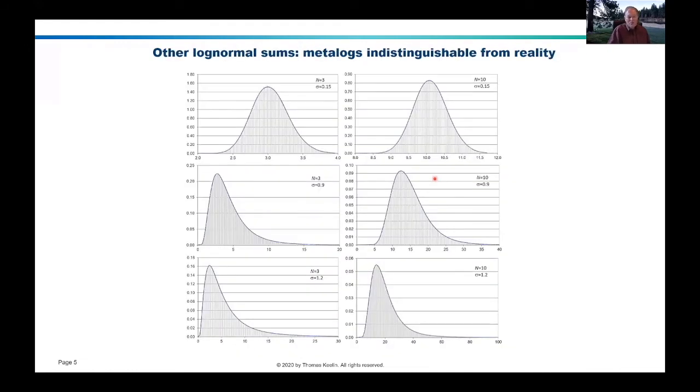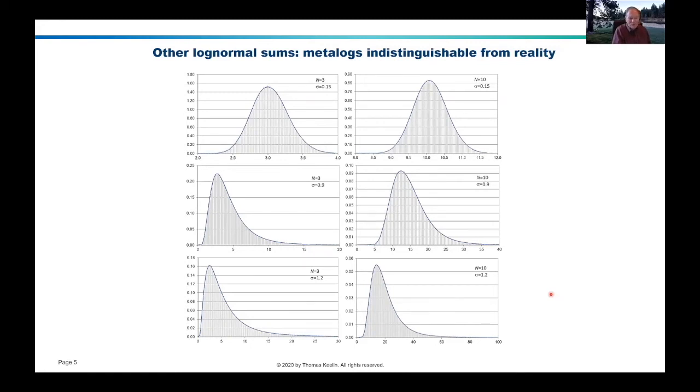Here are a whole bunch of different sigmas and a bunch of different n's, and in each case you can see the 50 million simulation histogram and the log normal fit to that and the log metalog fit to that histogram, which is virtually indistinguishable. So now we have a new method of representing the sum of log normals. The log metalog can represent in closed form a well-defined probability distribution that otherwise has no closed form representation.